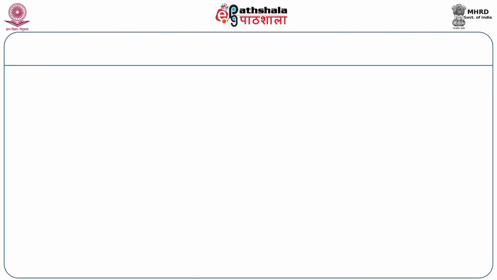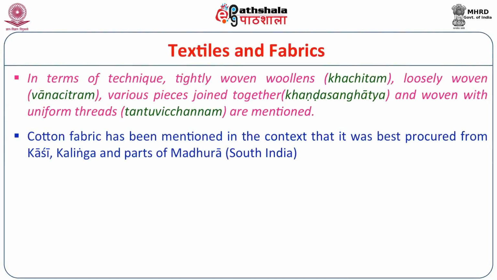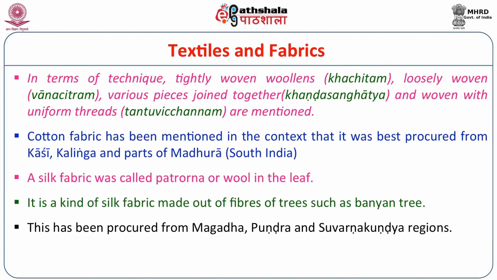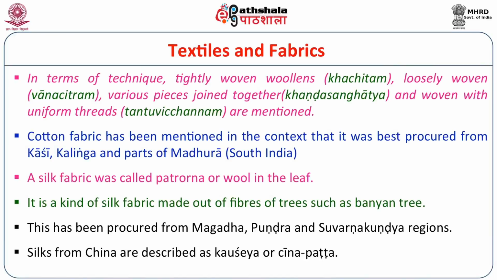period. Cotton fabric has been mentioned in the context that it was best procured from Kasi or Varanasi. Varanasi is now very famous for Varanasi silk saris, but cotton is also very famous. Other sources were Kalinga or present-day Orissa and parts of Madura in South India. A silk fabric was called patrorna or wool in the leaf. It is a kind of silk fabric made out of fibers of trees such as the banyan tree. These kinds of fabrics were actually procured from Magadha, Pundra and Suvarnakudya regions. Silks from China are described as Kaushya or Chinapatta.